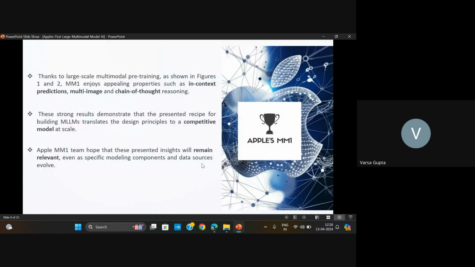As shown in figures 1 and 2, this model has some appealing properties like in-context prediction, multi-image, and chain-of-thought reasoning. This shows that this design principle can produce a competitive model at scale, and the Apple MM1 team hopes that the presented insights will remain relevant even if in the future they come up with modified components and data sources.